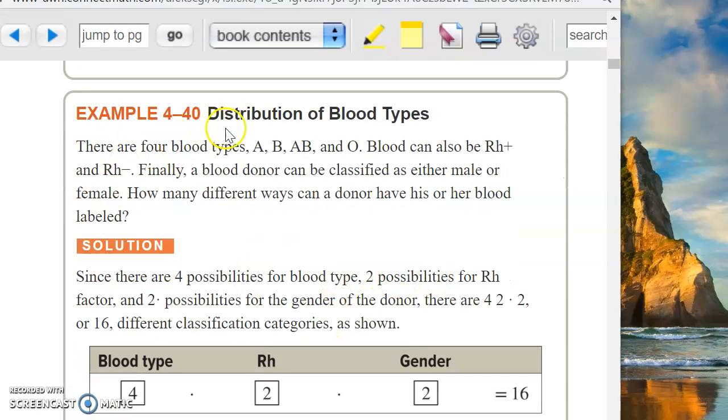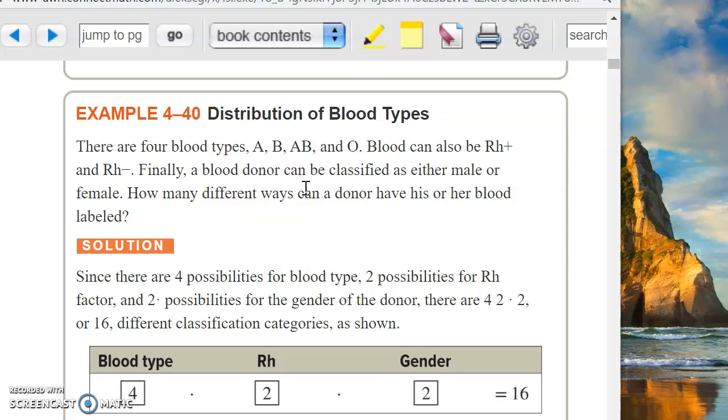All right, one more example here. Distribution of the blood types. We have 4 different blood types: A, B, AB, and O. You nurses in there can explain to us what the RH factor is. So you have RH positive or RH negative. And then finally you can classify them as male or female.